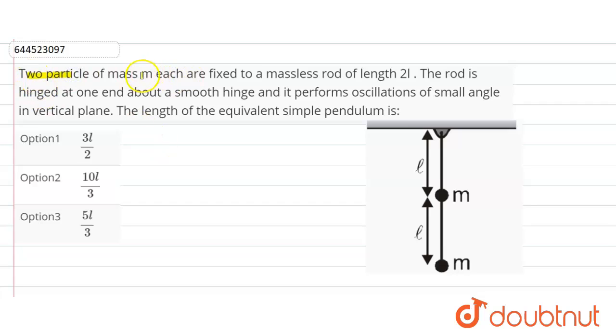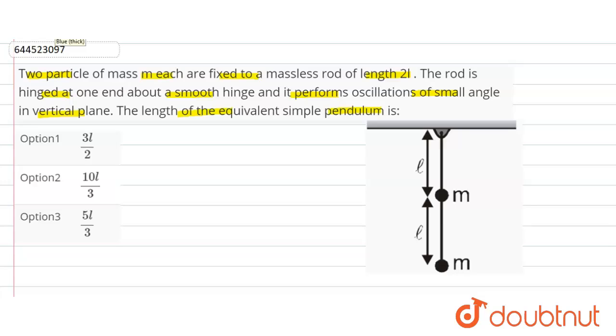Hello friends, question is given here. Two particles of mass m each are fixed to a massless rod of length 2L. The rod is hinged at one end about a smooth hinge, and it performs oscillation of small amplitude in a vertical plane. The length of the equivalent simple pendulum is.